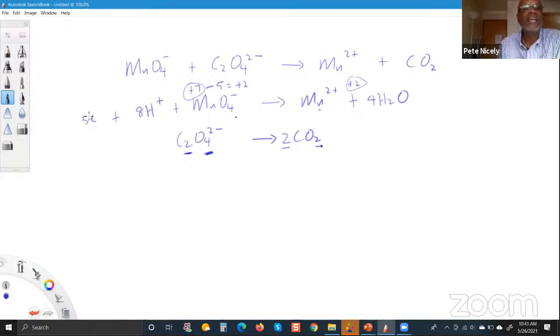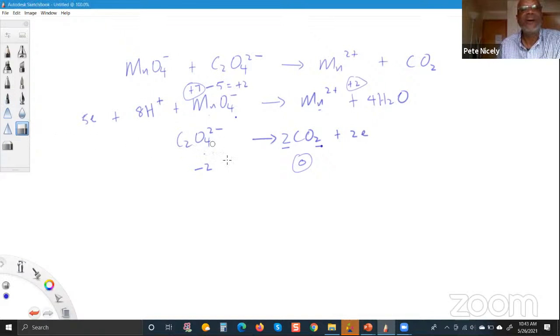All right? So that's how we balance the first half equation. Now for the second half equation, you'll notice that there's a total of minus 2 on this side, and the carbon dioxide is neutral, so there's a 0. So therefore, we add electrons to the higher net charge side, which is the right side, and therefore we would add 2 electrons to that side, all right? So that's basically how we balance the charges.